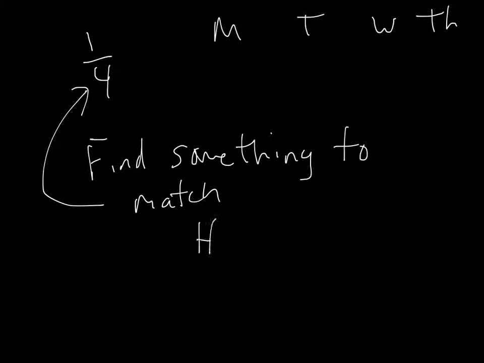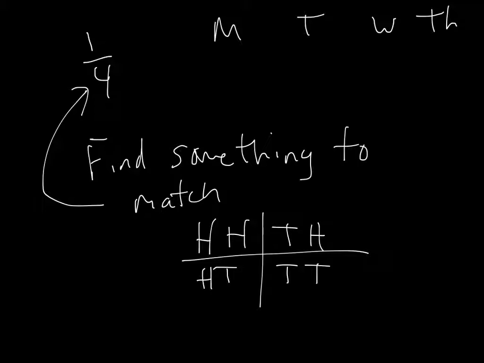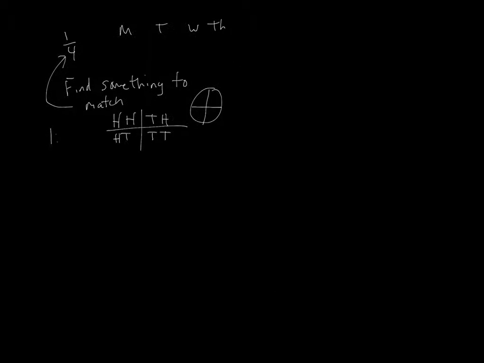You could have heads, heads be one outcome, heads, tails be another outcome, tails, heads be the third outcome, and tails, tails be the fourth outcome. You could totally do that. That would actually work. The other thing you can do is you can build a spinner. You know what I mean? 4 sides and they spin. Either way, the first task in building a simulation is find something that matches the probability. Good? Good.